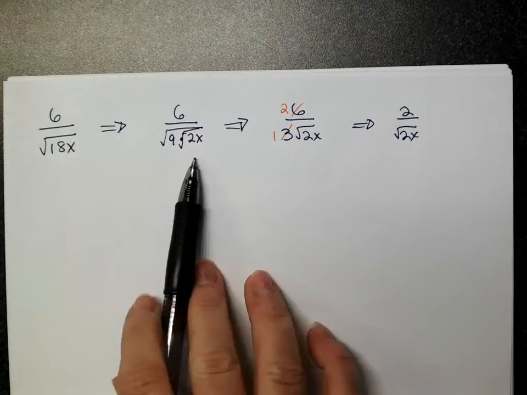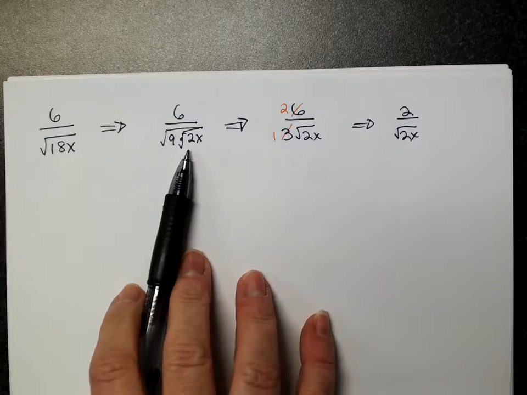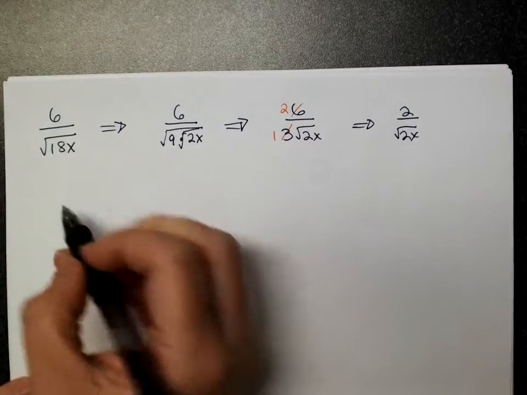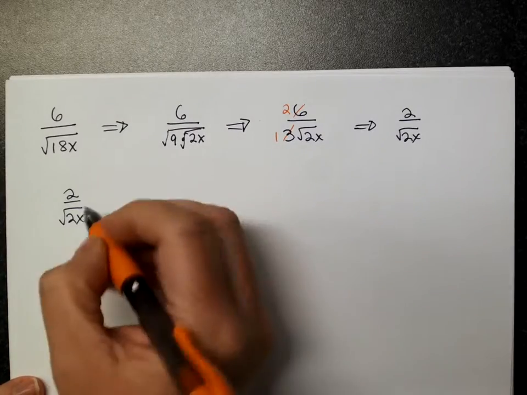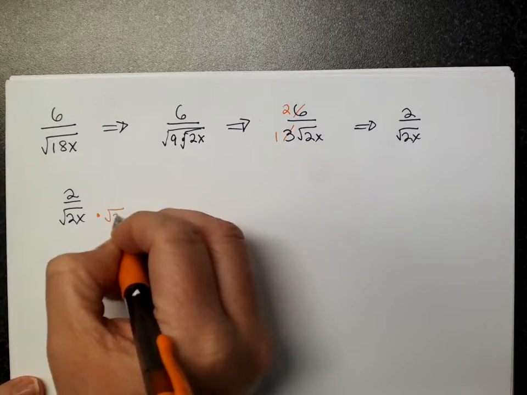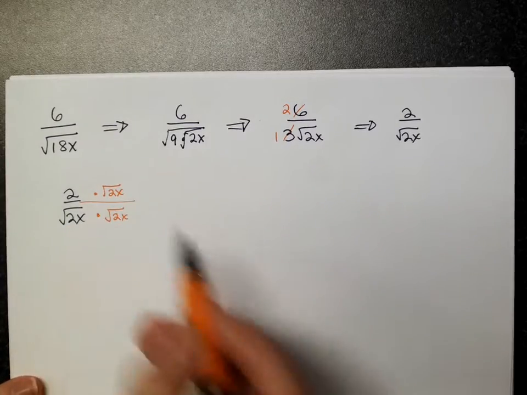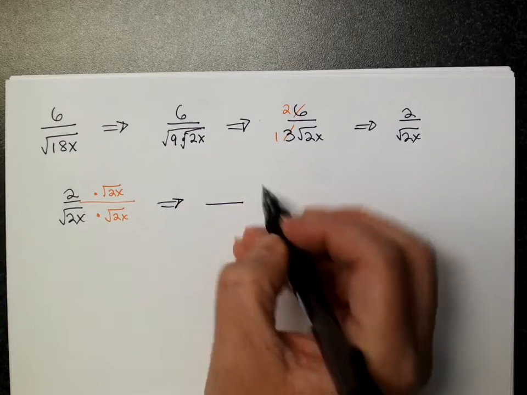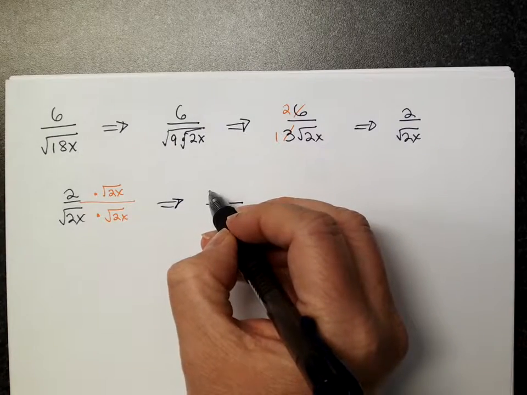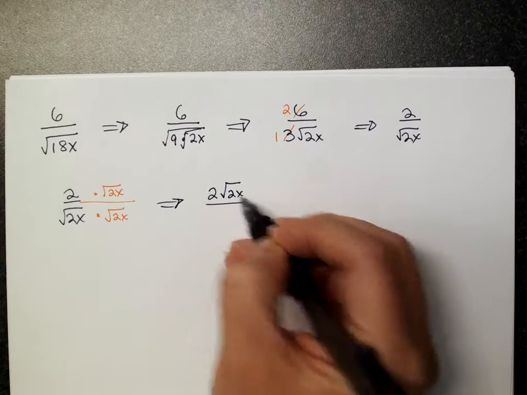So that's all just cleanup work. Simplifying a radical that had a partial perfect square, reducing to lowest terms. So I'm going to take that 2 over square root of 2x and now rationalize it. Fair and legal move, basically multiplying it times 1. My new numerator. My new denominator.